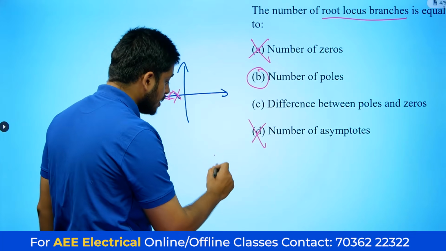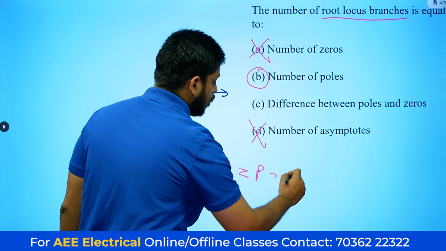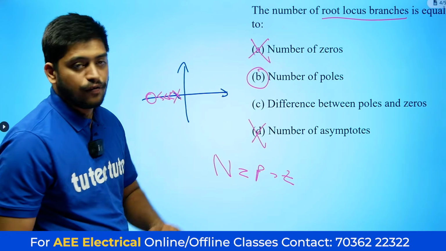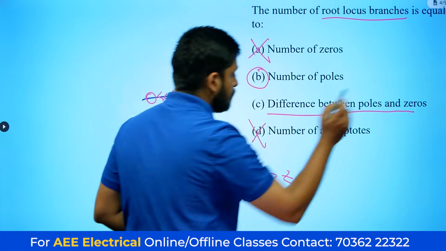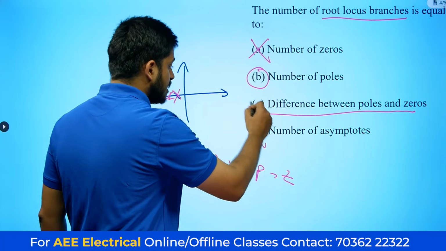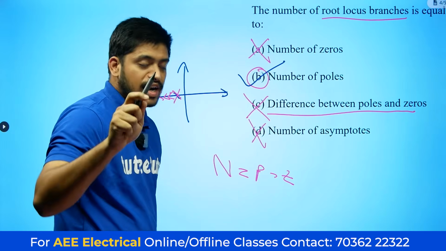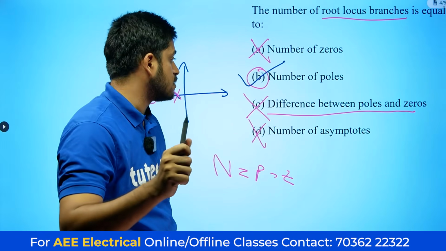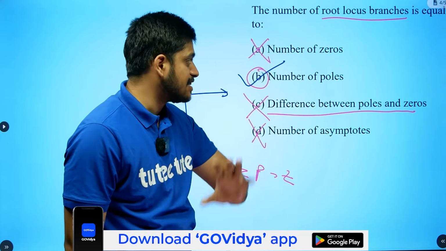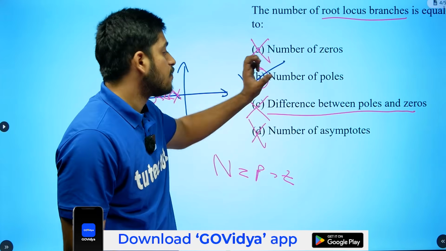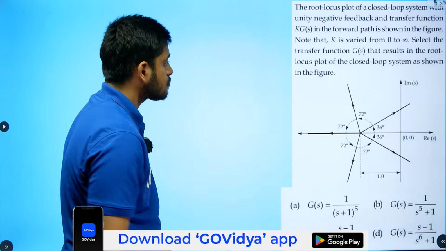Students may get confused from the Nyquist plot or some other plot and assume the formula N equals P minus Z, number of encirclements, and say this could also be the right answer. But in the case of root locus, this is never the right answer. Only the number of poles is related to the number of root locus branches. So in a given transfer function, as many root locus branches as there are, those many poles are going to be there. That's it. Okay, next question.